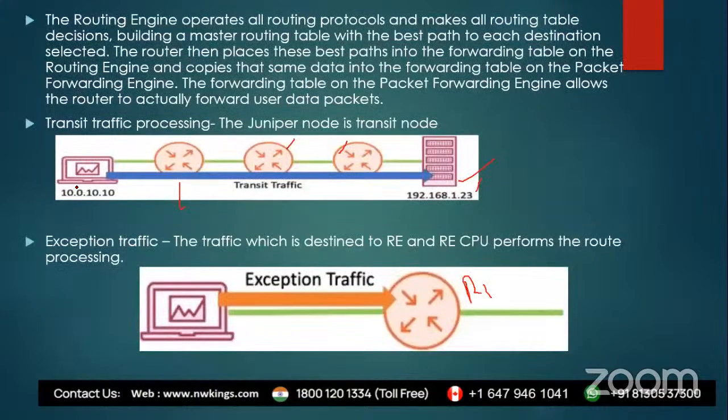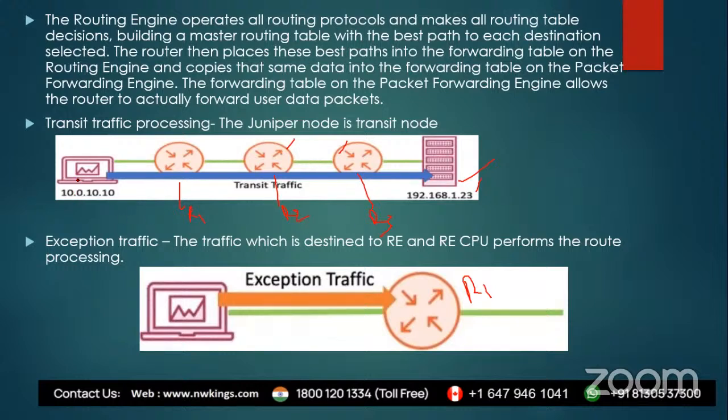So if you see here, this is a PC which is connected to R1. This is R1, this is R2, and this is R3. You're trying to reach this server 1.23. So in between, from computer to server, you will have three nodes, R1, R2, R3, and they are connected to each other.